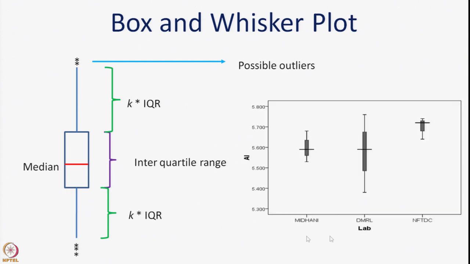Typically, here I am showing you a box and whisker plot which I have obtained for a chemical analysis of aluminum in a certain alloy, and I have three laboratories where this alloy has been tested, or analysis has been done. One is Mishra Dhatu Nigam, the other is DMRL, and the third is NFTDC. And this shows the results obtained in each case.